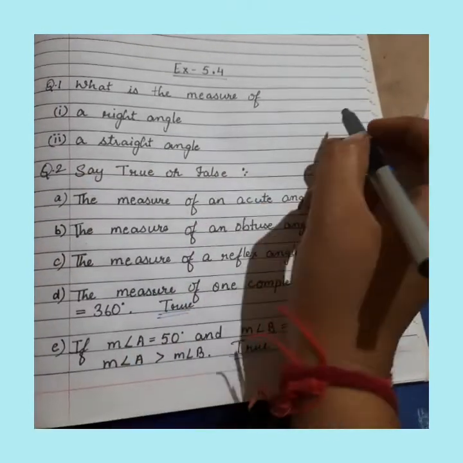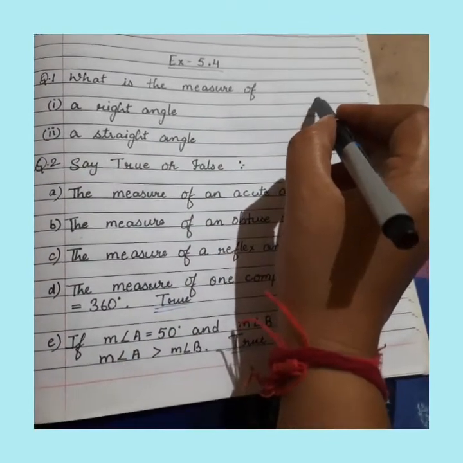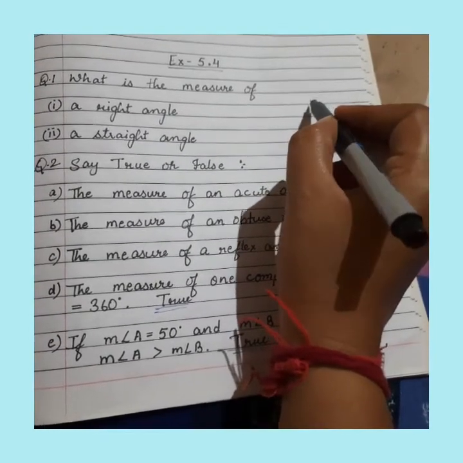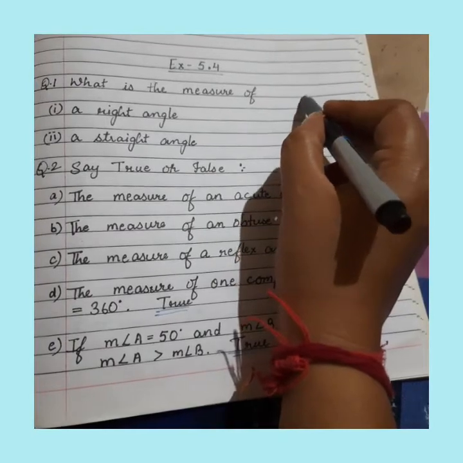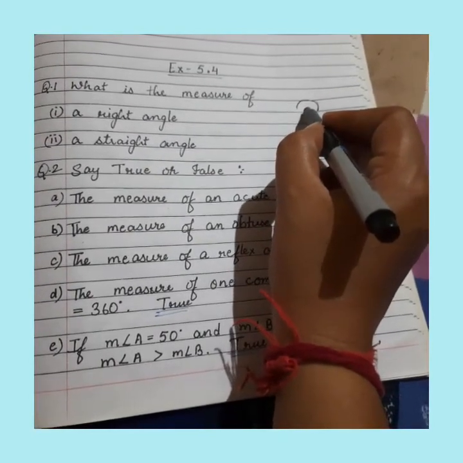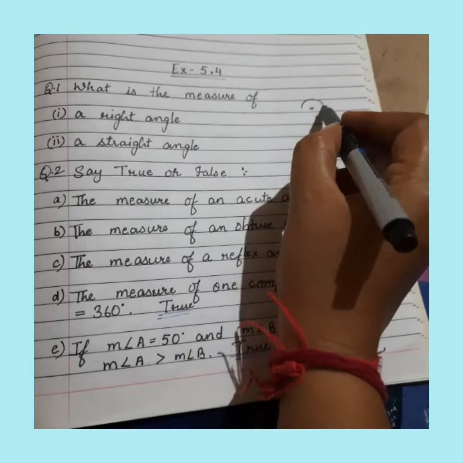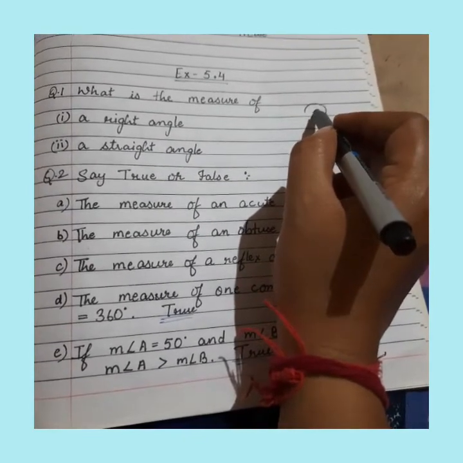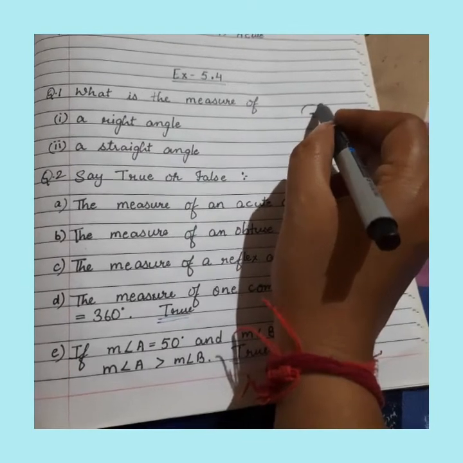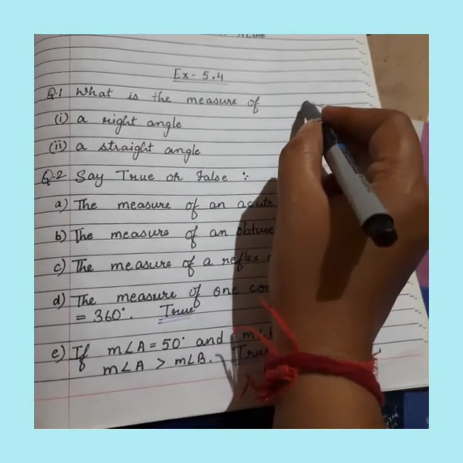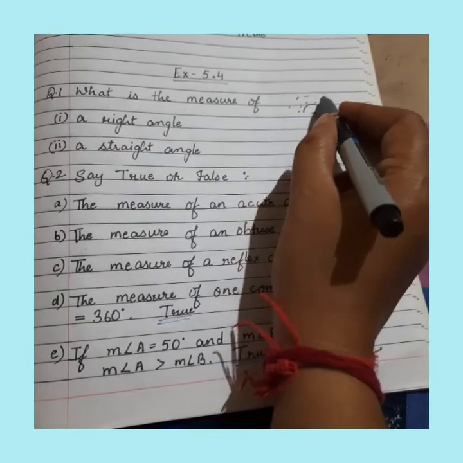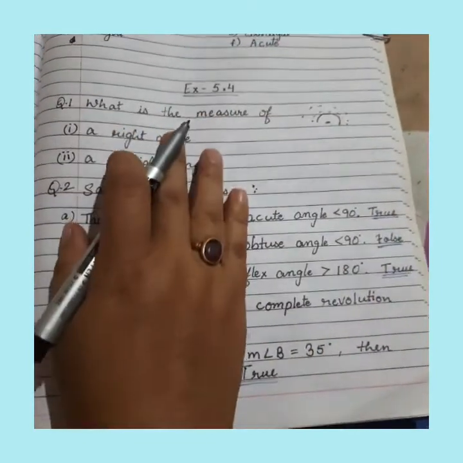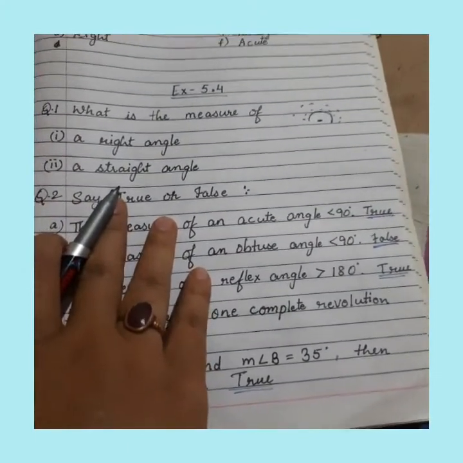Always keep in mind the vertex where the angle forms should be kept in the middle of the protractor, like this. The inner or outer scale can be used, but most probably we are using the inner scale, which is given here. The outer scale we rarely use. Okay, now based on that, let's start exercise 5.4.